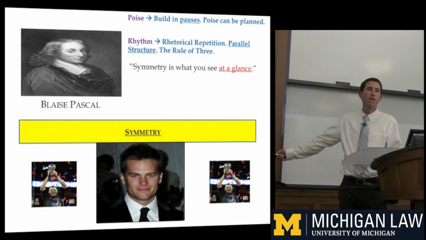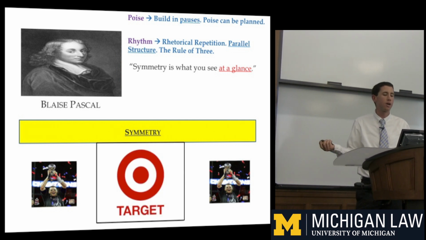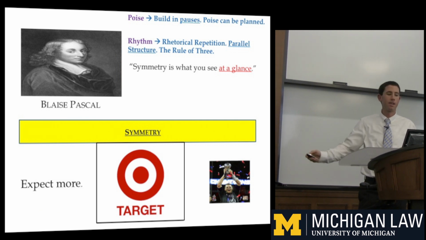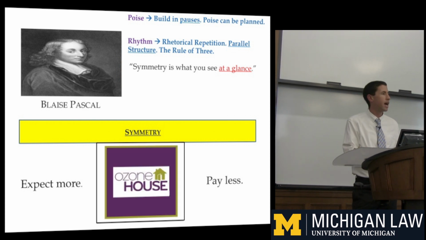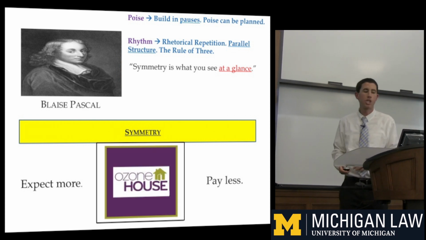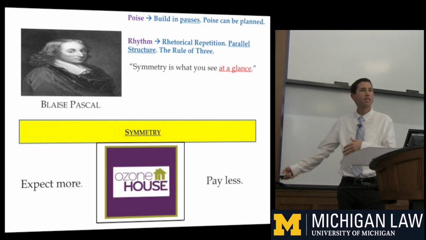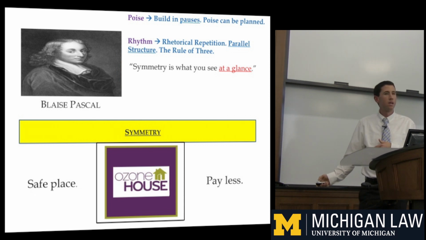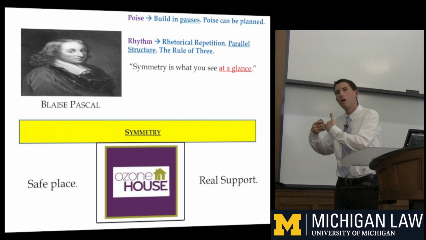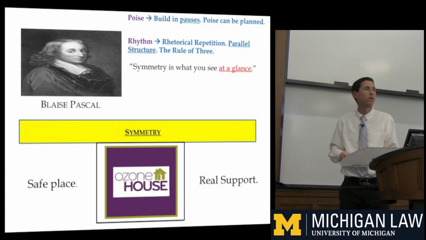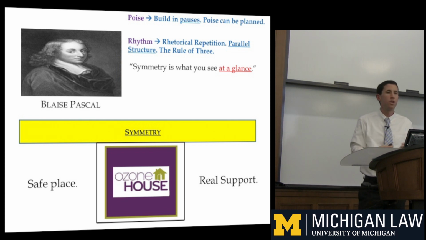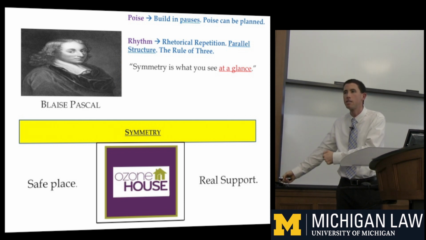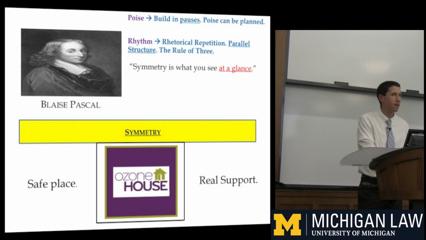And so we see from Target, Ms. Christensen, their slogan is this. Expect more, pay less. Or an organization I sometimes get to work with called Ozone House, which helps homeless youth in Michigan. Their slogan is this. Safe place, real support. Because they want people to notice right at a glance what this organization is about, both to donors, but more importantly, to the youth on the street, that this is a safe place that's full of real support. There's a nice symmetry to that message.